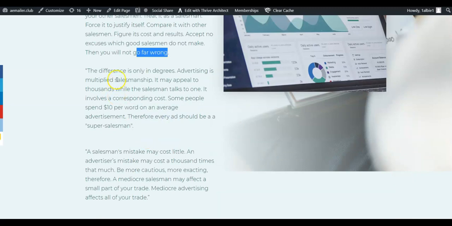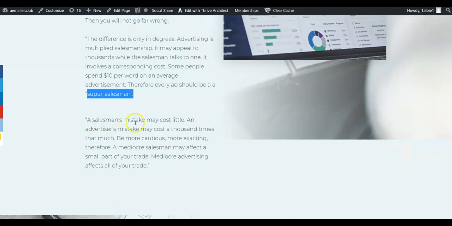The difference is only in degrees. Advertising is multiplied salesmanship. It may appeal to thousands while the salesman talks to one. It involves a corresponding cost. Some people spend $10 per word on an average advertisement. Therefore, every ad should be a super salesman, right?